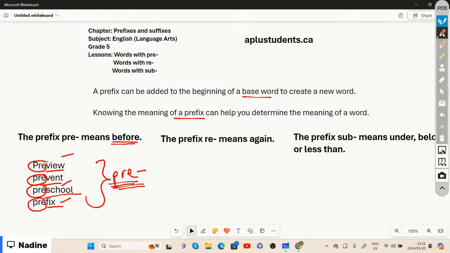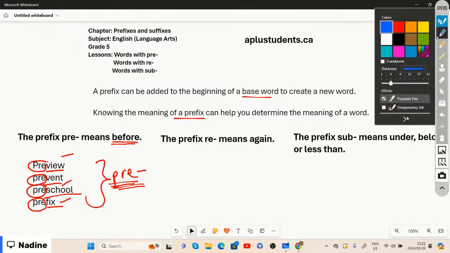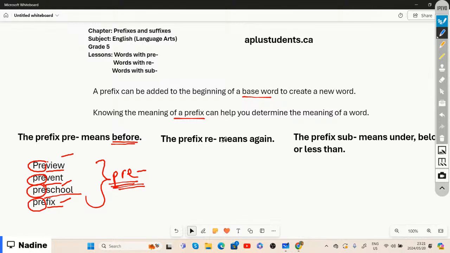All right. Now we have another word, re. And re is also a prefix. The meaning of re is again, right? So for something that means again, we will usually add re in front of the base word. And remember, a base word is a word that can stand on its own. But as soon as we add re to that base word, it changes the meaning or creates a new word, and it changes the meaning of that word.